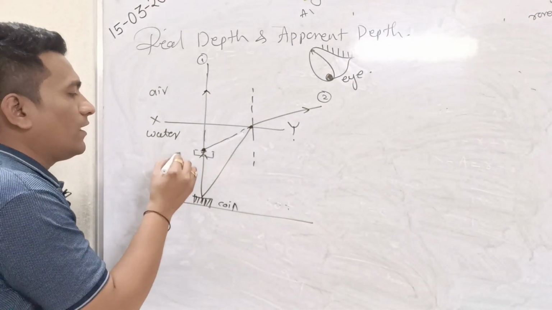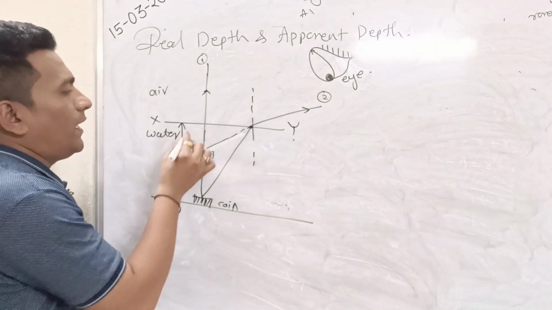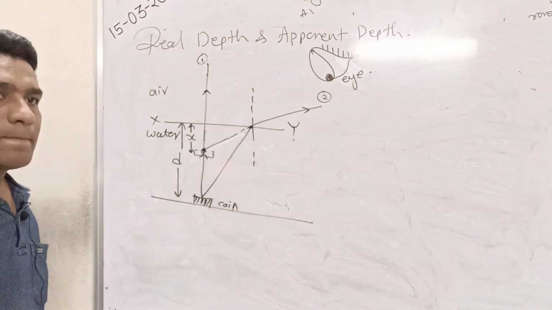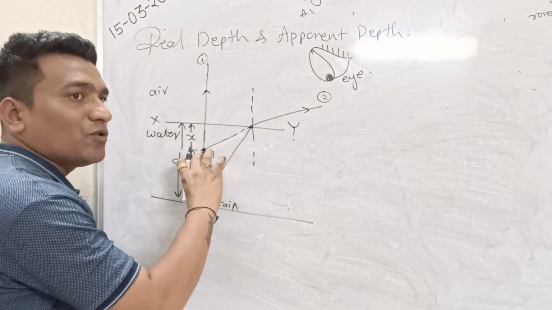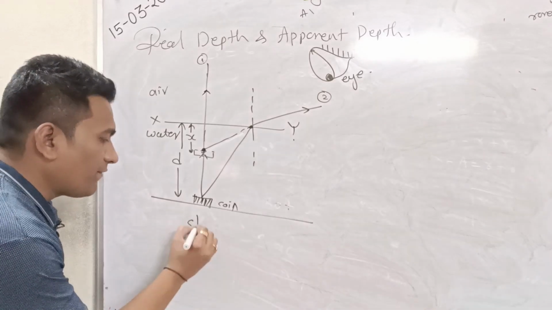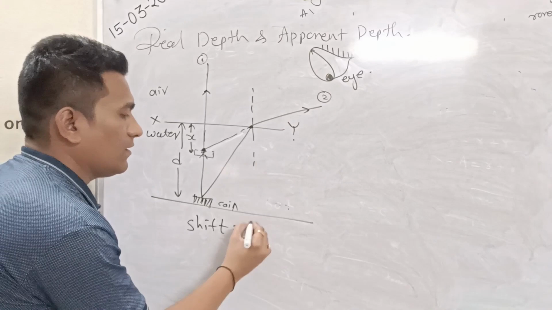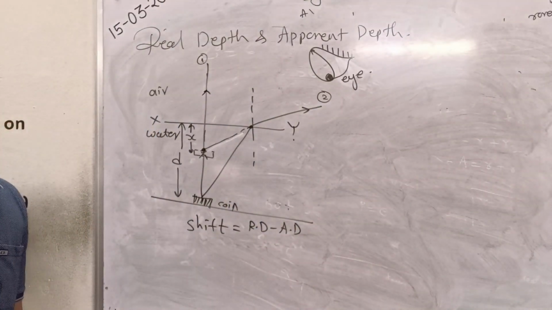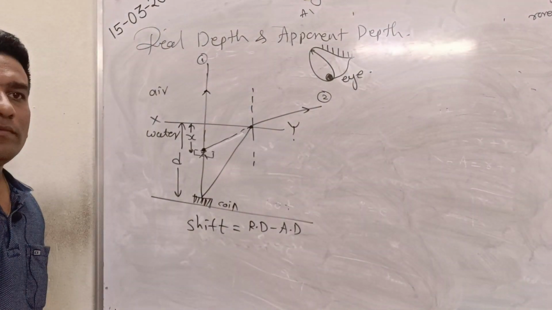So if I say that small d is the real depth and x is the apparent depth, then d minus x is the shift in the position of the image. So shift can be calculated as d minus x, real depth minus apparent depth, RD minus AD. तो ये फॉर्मूला है RD minus AD. Any doubt?